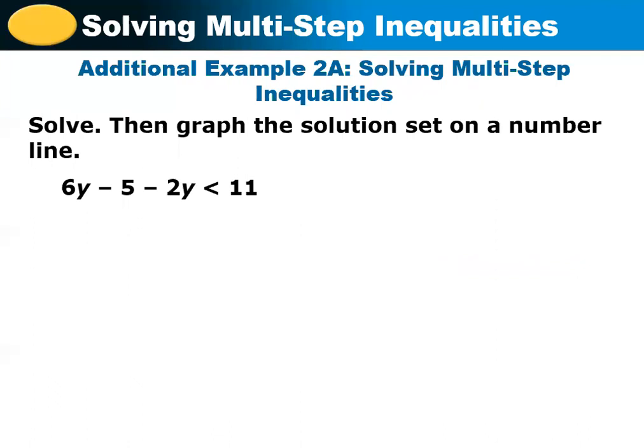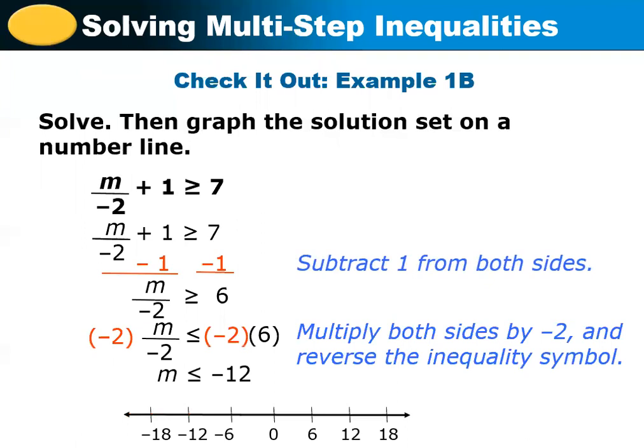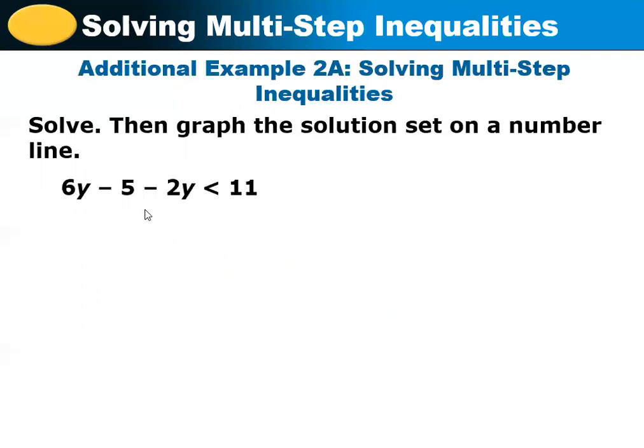6y minus 5 minus 2y less than 11. What do you notice in this question? So we have 6y and -2y, and we have -5. So the first step, we are going to combine the like terms together, which means it will be 4y minus 5. You have 6y minus 2y, like 6 minus 2, it will equal 4y. So it will be 4y minus 5 less than 11.